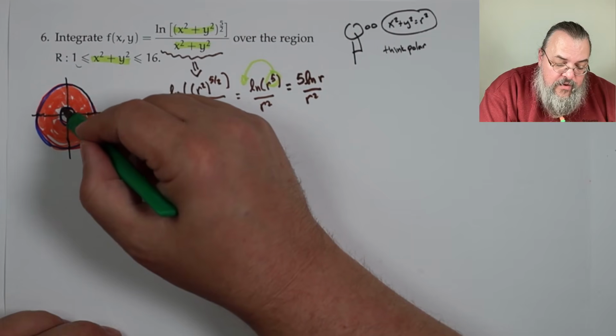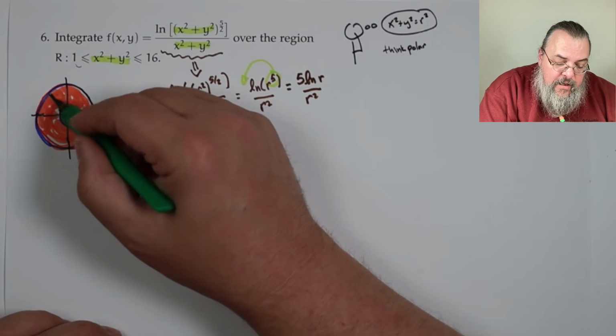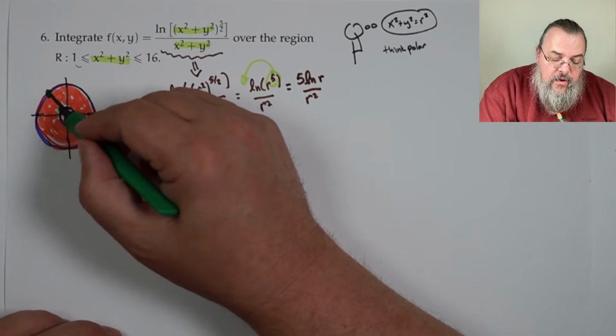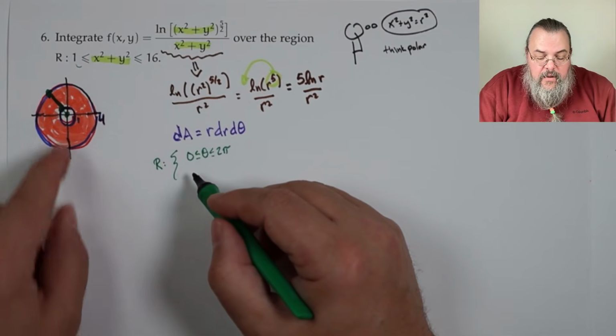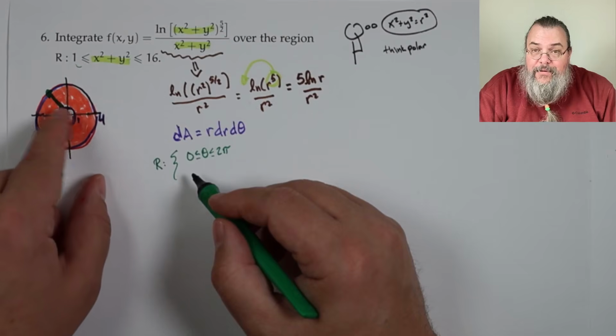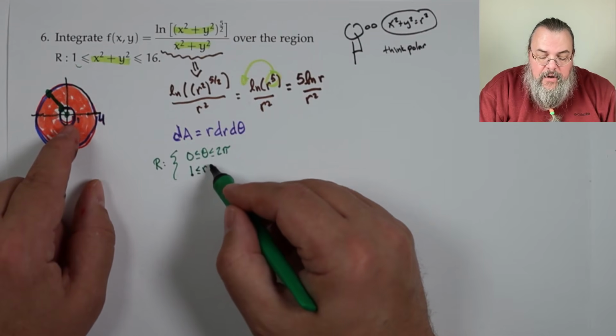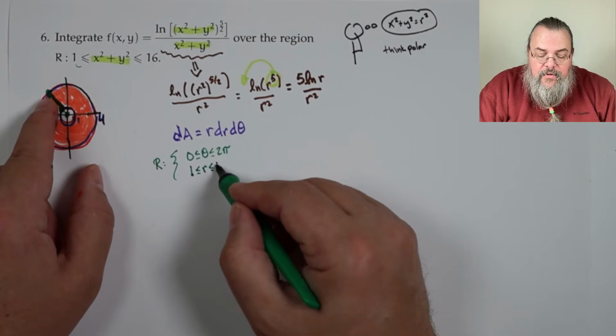Now, where does r go from? Well, we start at the inner part, head out to the outer part, from the origin. So, what's the inner part? The circle x squared plus y squared equals 1 becomes r equals 1. The outer part, r equals 4.